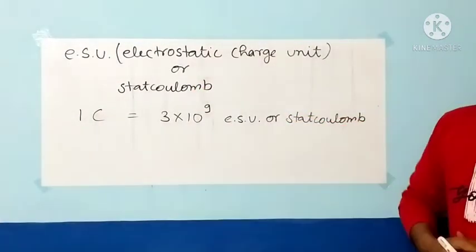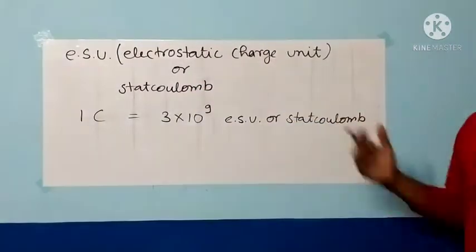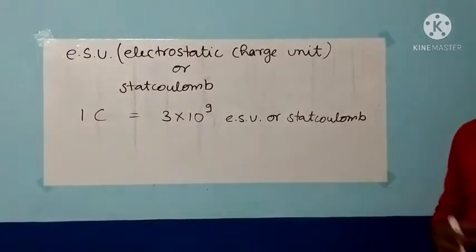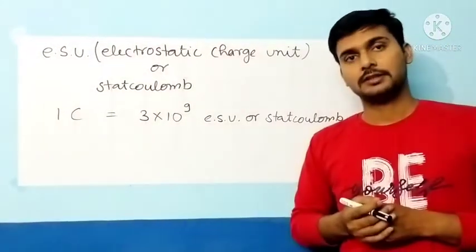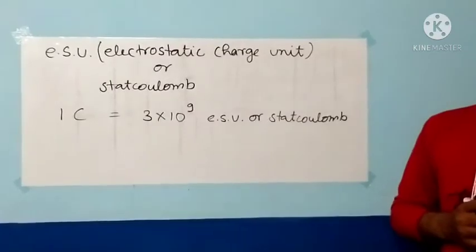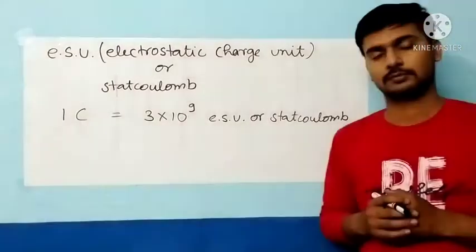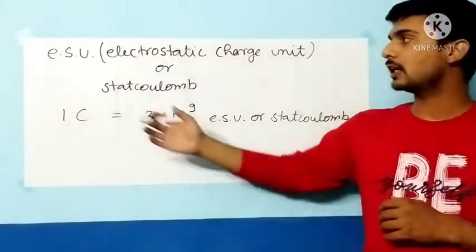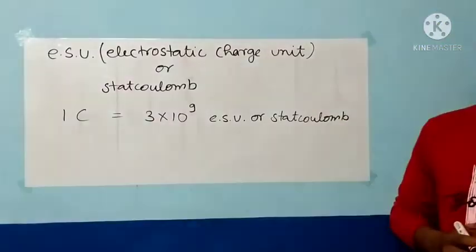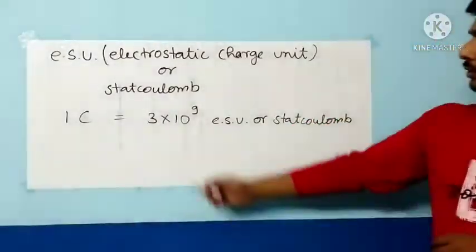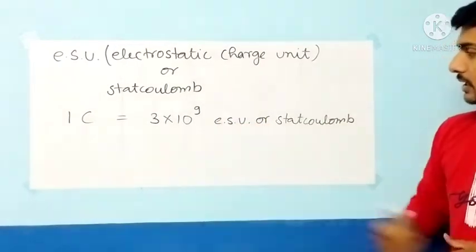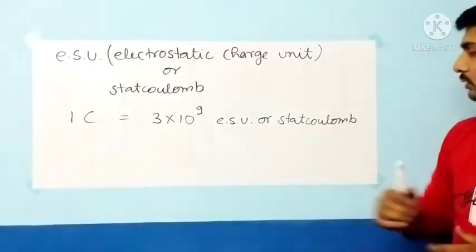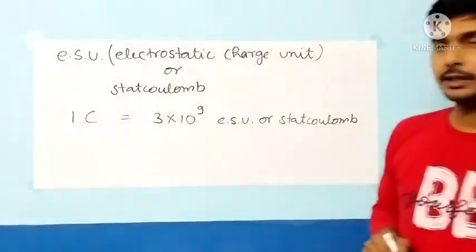What is ESU? ESU is the electrostatic charge unit, also called the stat coulomb. So what is ESU or stat coulomb? As we know, in the SI system the unit of charge is the coulomb. In a similar way, in the CGS system the unit of charge is the ESU or stat coulomb, and 1 coulomb is equal to 3 into 10 to the power 9 ESU or stat coulomb. So this is the relation between coulomb and ESU. So how is ESU found?